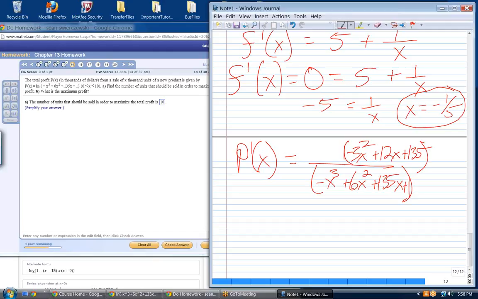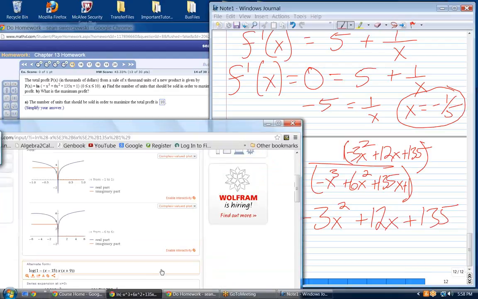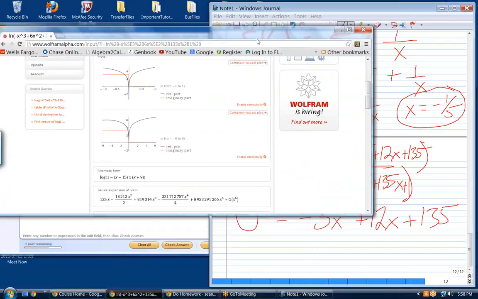So we want to maximize this thing when the numerator, in other words, we want to make p prime of x equal to 0. That's where we're going to find local maximums and minimums. Well, for this thing to be equal to 0, all we have to do is set the numerator equal to 0. Because that's the only way it can be equal to 0, is if the numerator is equal to 0. So just solve that thing there, and let's let Wolfram Alpha do it.